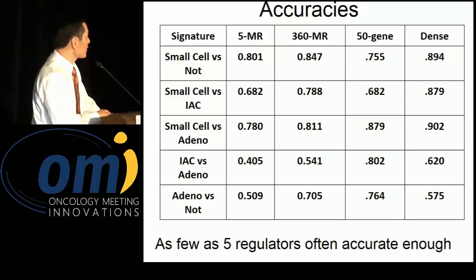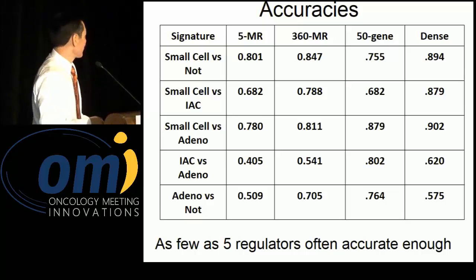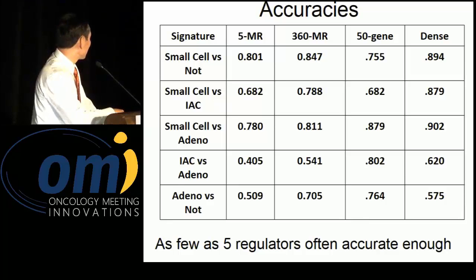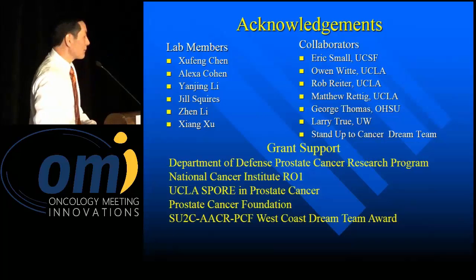So with their gene signature, they can separate small cell versus anything else, small cell versus IAC, small cell versus adeno, IAC versus adeno, IAC versus everything else. With this 50 gene signature, they can do it with great confidence. They also mentioned that as few as 5 regulators are often accurate enough. So I'm going to stop here.